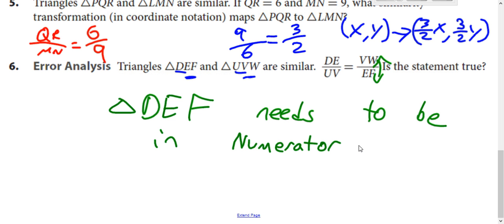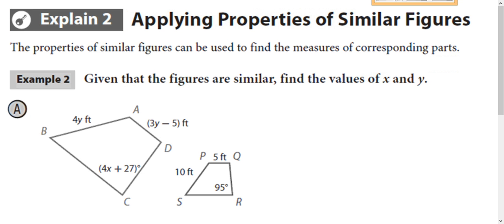Triangle DEF needs to be in the numerator every time. You can't switch the triangles around halfway through. So now we're going to use these ratios that we've been setting up and talking about to find values of x and y. So we can write proportions because these have to be similar figures. The main thing is you always take the same figure in the numerator in both parts of the proportion that you're writing.